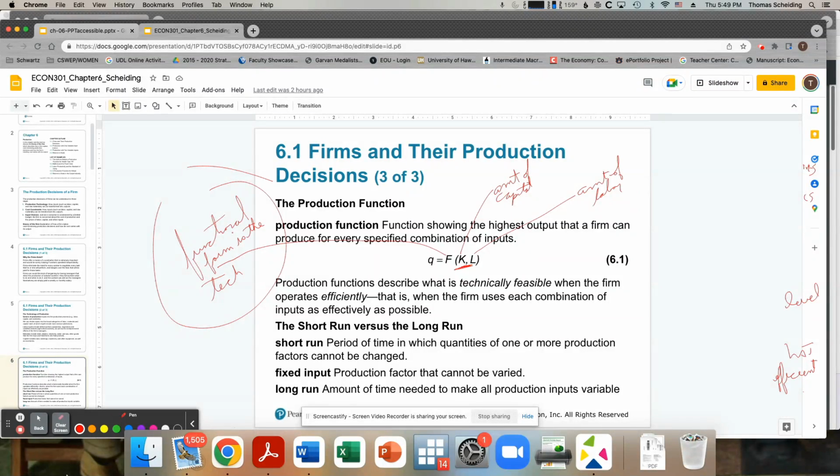So, why would an input be unable to change? Well, you may have a contract, like a labor contract, where you have to hire your workers for a certain number of years. They have a labor union contract, let's say, or I have a contract with, let's say, a steel supplier where I have to accept a certain amount of steel every month, or I have a building lease, which means I have to accept that for a certain amount of time. But in the long run, everything can change, which would then mean that our production function would look different.